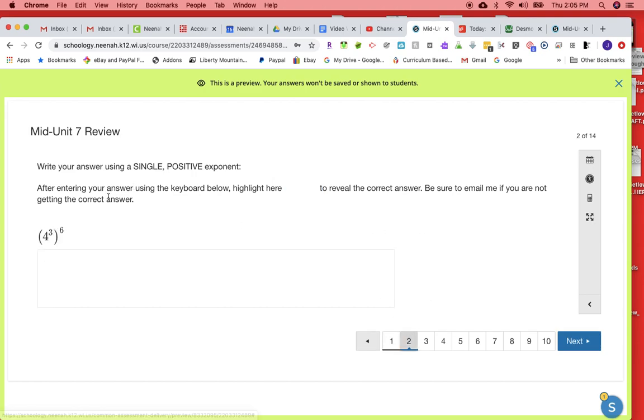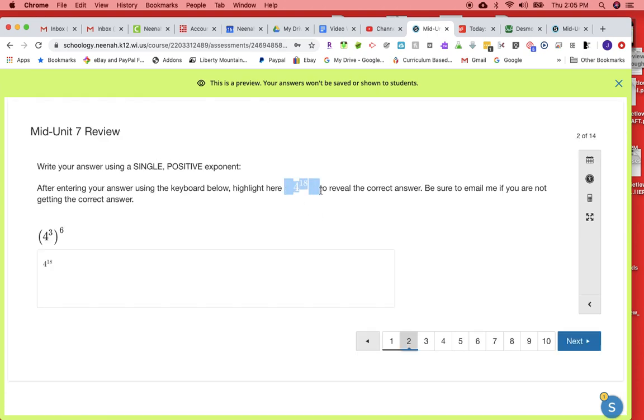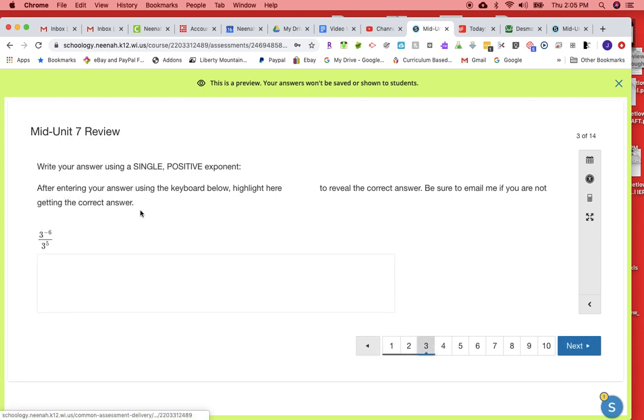Next one. We have 4 to the third, all raised to the 6th power. So we're going from a power to a power. Our rule is we're going to keep the base, but multiply our exponents. So 3 times 6 is 18. So it's going to be 4 to the 18th power. So we're going to type this in. 4 first, because that's our base. Then we need the exponent button. And then 18. 4 to the 18th power. You can see if we're correct. Yes, we are.